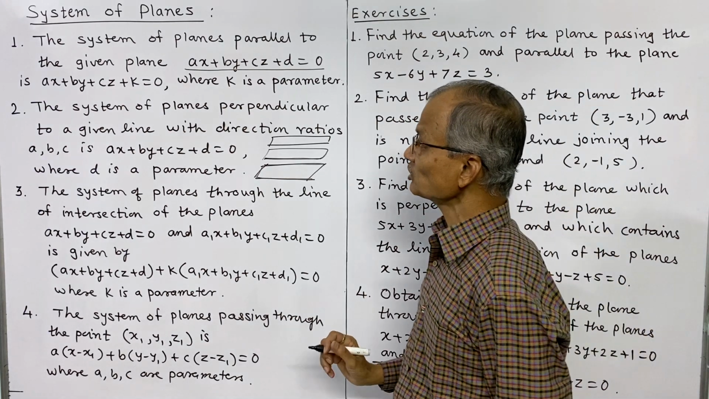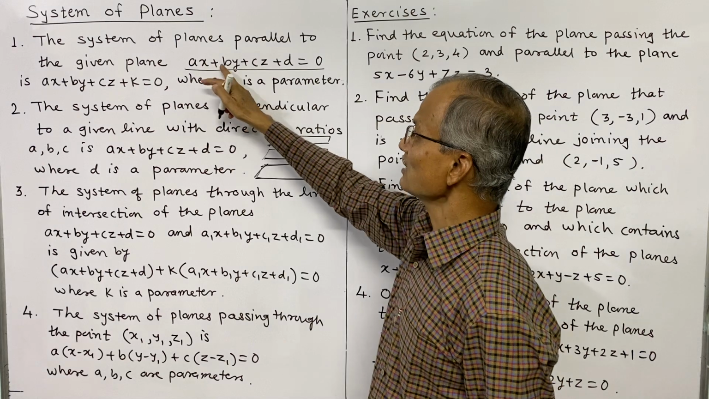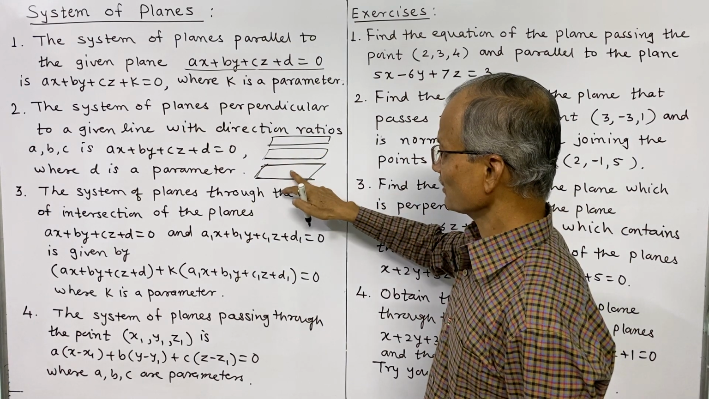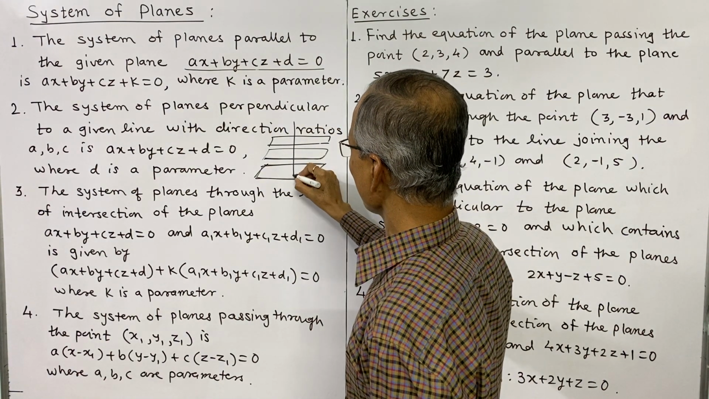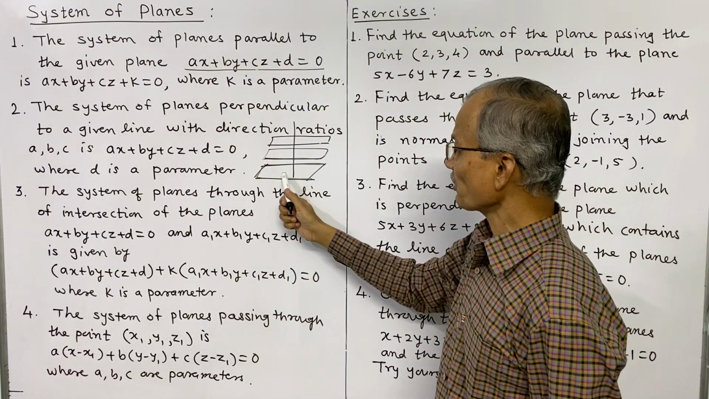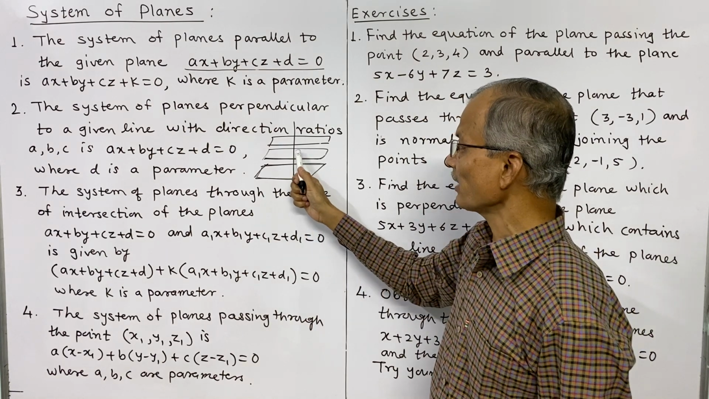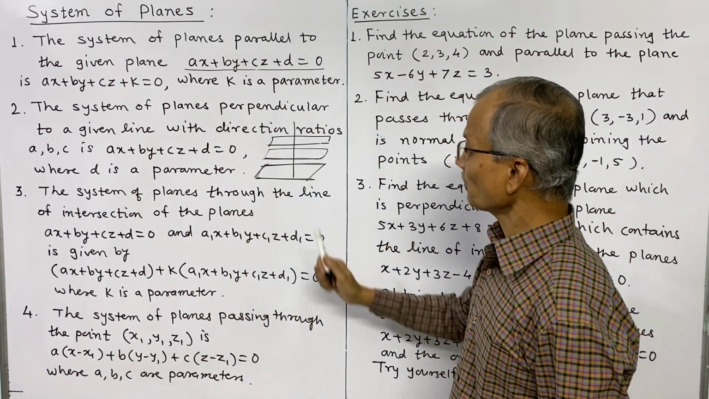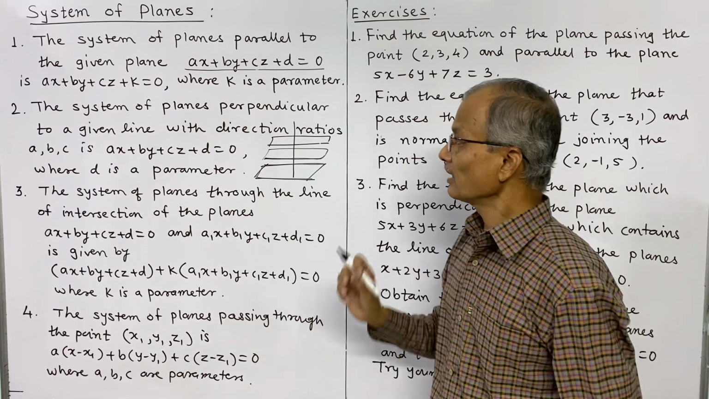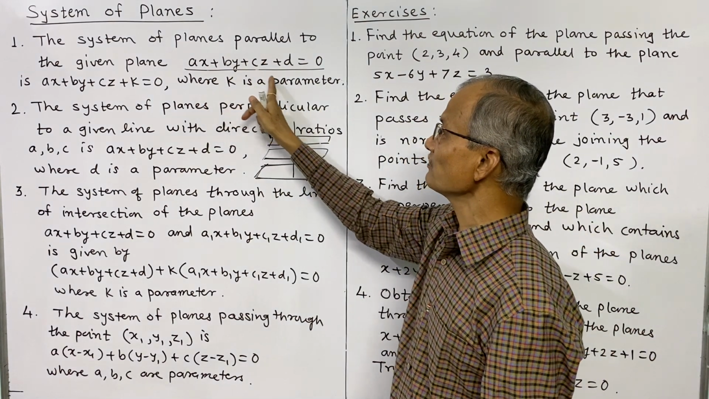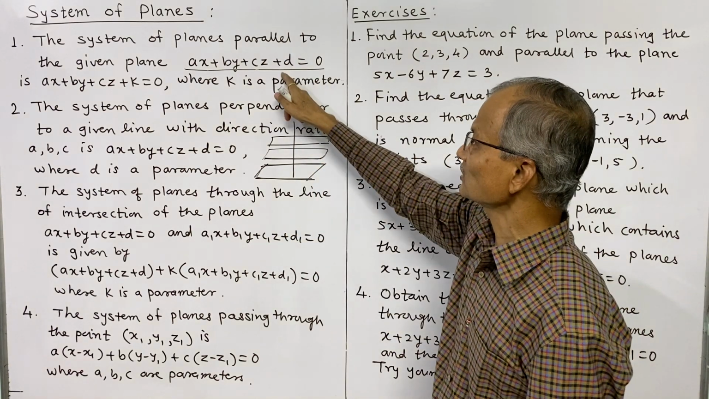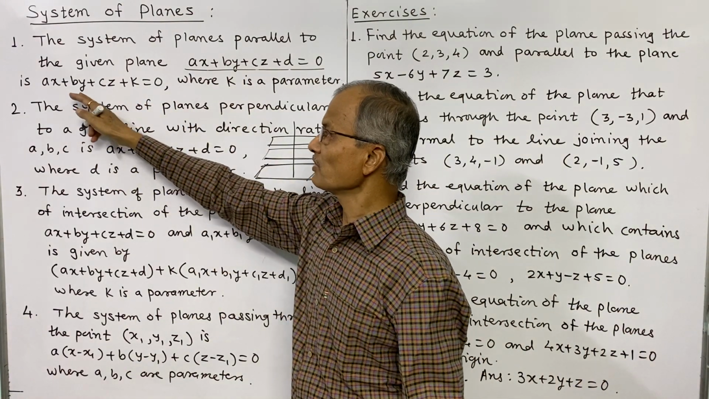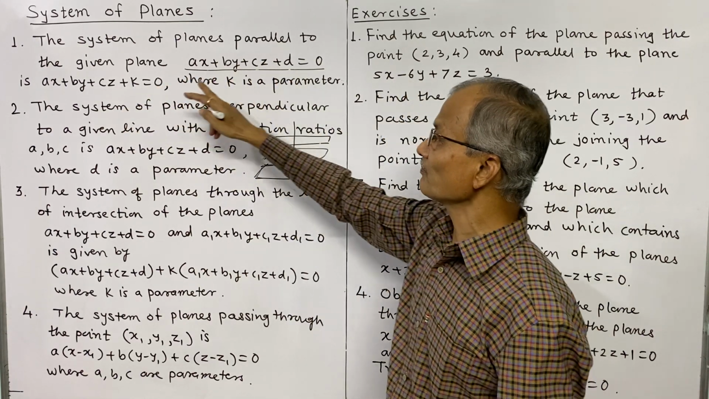And how to write the equation of such a system? We know that A, B, C are the direction ratios of the normal to the plane, and therefore if the planes are parallel, they will have a common normal. If a line is perpendicular to the given plane, then it will be normal to every plane which is parallel to the given plane, and therefore the DRs of the normal remain the same. That means the values of A, B, C in the system remain the same. Only the last constant D changes, and thus the equation is simply written as ax plus by plus cz plus k. In place of d we are writing k.